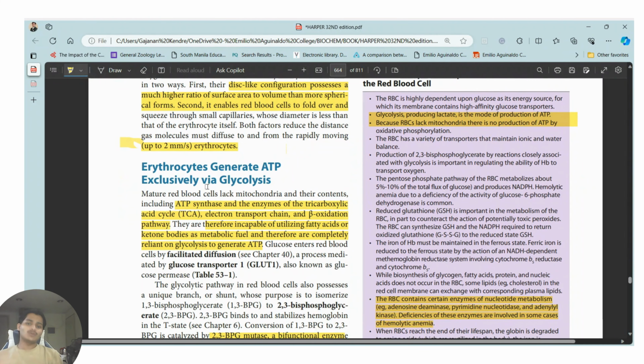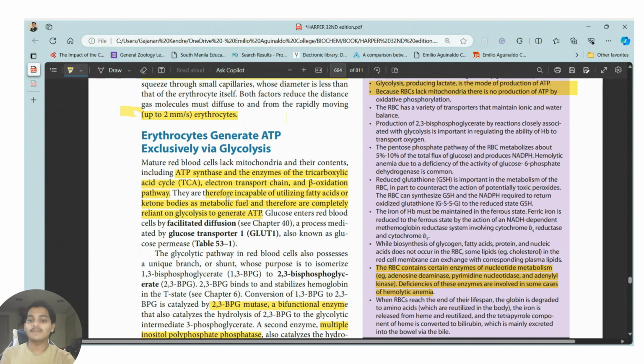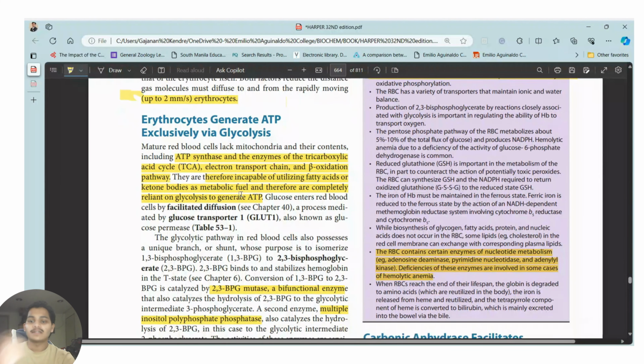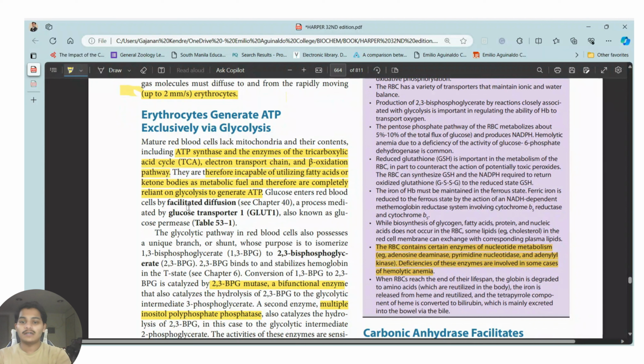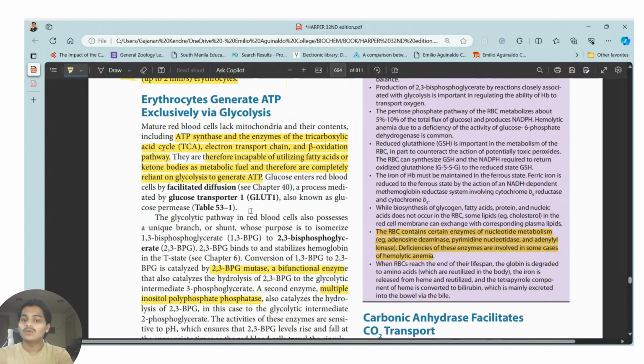Then, as we know, the RBC is devoid of all its organelles. Then the question is how the RBC is going to get ATP or the energy for its own function. The answer is glycolysis. Glycolysis is not dependent on oxygen. That's why the maximum amount of ATP that the RBC can produce is from glycolysis. This glycolysis is conducted inside the RBC. The glucose enters the red blood cell through facilitated diffusion, and this process is mediated by the glucose transporter, which is also known as glucose permease.